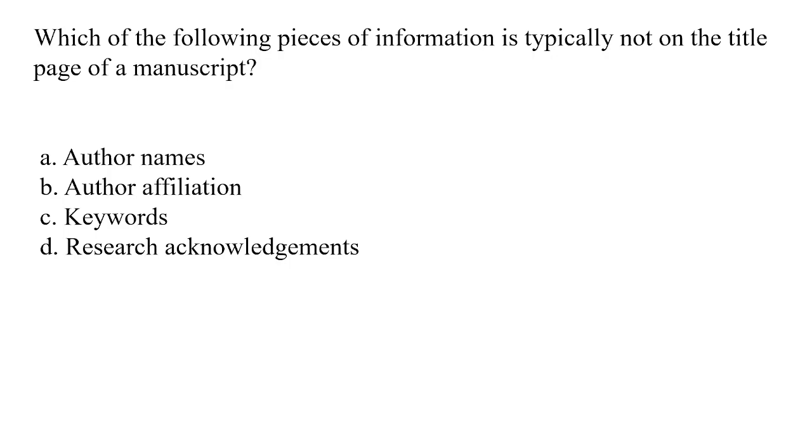Which of the following pieces of information is typically not on the title page of a manuscript? Anybody? D. Research acknowledgements, correct. Author names will obviously be just below the title. Author affiliations are also very important. Especially in papers where there are a lot of authors, and some papers even have multiple first authors, all the affiliations are mentioned just below the author names.